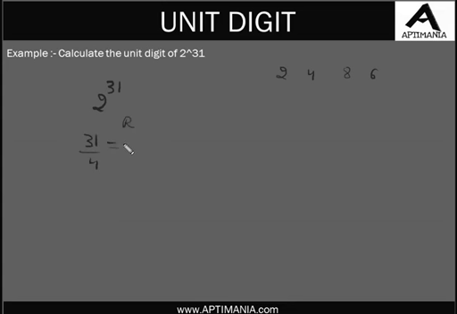Now the remainder in this case would be 3. 4 into 7 is 28, so the remainder would be 3. Now we simply calculate 2 raised to power 3 and that is 8. So the unit digit of this number would be 8 only.